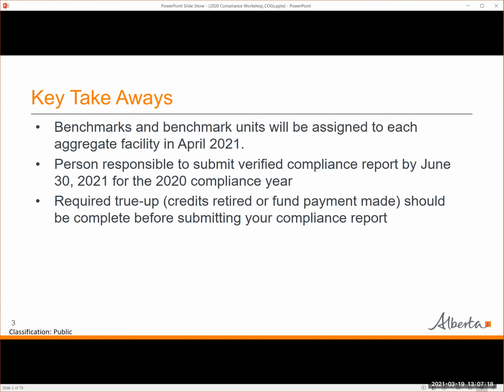As a reminder, the person responsible for an aggregate facility must submit a third-party verified compliance report by June 30th, 2021 for the 2020 compliance year. And any required true-up to a facility's compliance obligation, whether that's satisfied using credits or offsets or through TIER fund payments, should be completed before submitting the compliance report. And we'll be providing details about how to do that later on in the presentation, as I mentioned.